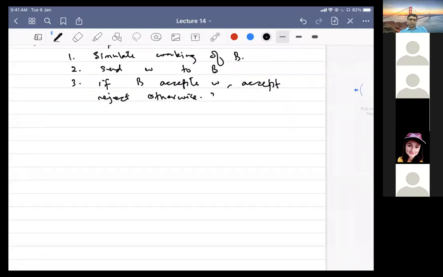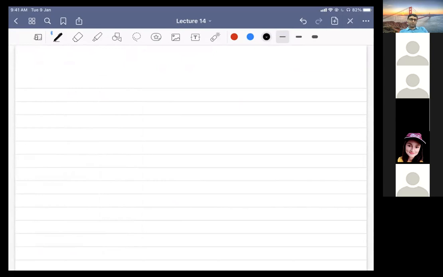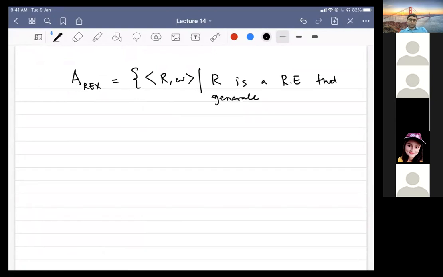Okay. So let's move on, and let me write a couple more languages. Another language is A-Rex. What is this language? This language is the encoding of R and W, such that R is a regular expression that generates string W. So the question is, is A-Rex decidable?